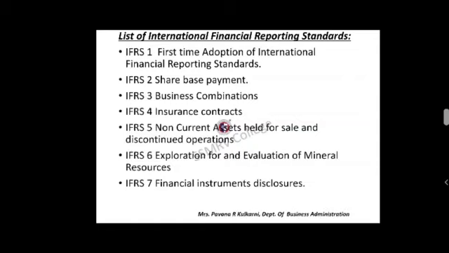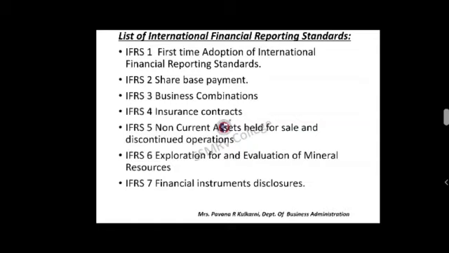They have listed some standards. First, IFRS 1 states the first time adoption of international financial reporting standards. This IFRS 1 should be followed by the companies whenever they want to implement the IFRS for the first time. IFRS 2, share based payment. When the companies are making their payment through shares, then they have to go for IFRS 2.